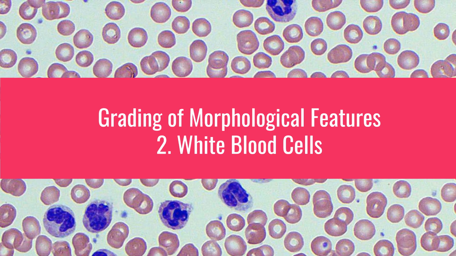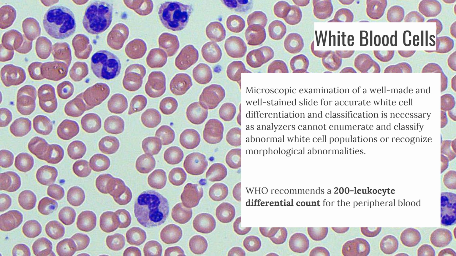For your white blood cells, the article again emphasizes that modern analyzers already provide us with accurate white cell counts and differential counts. However, these may be inaccurate in the presence of abnormal white cell populations, and so microscopic examination of a well-made, well-stained slide for accurate white cell differentiation and classification is still necessary. WHO recommends a 200 leukocyte differential count for the peripheral blood, compared to the recommendation of a 500 leukocyte differential count for your bone marrow morphology.